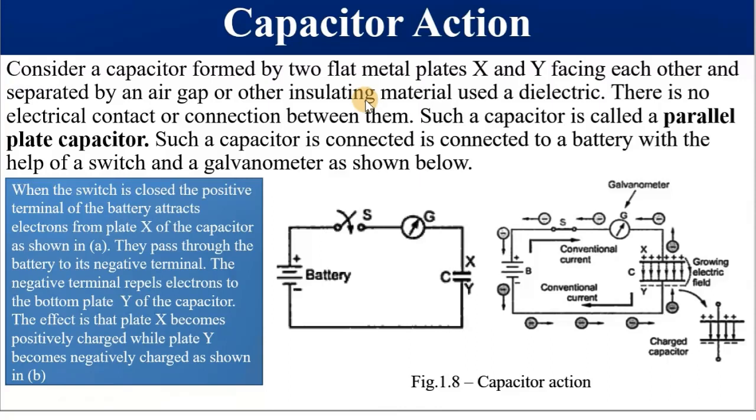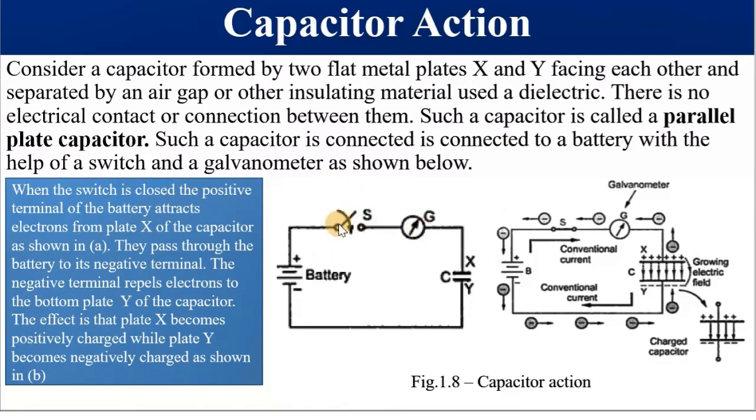One of the objectives says you must be able to describe capacitor action, and this is what we are doing in this slide. This is a schematic diagram, and this is a capacitor. It has got two plates X and Y. It also has got a galvanometer which measures small currents when they flow. And how does it do that? It deflects when current flows, showing the amount of current flowing.